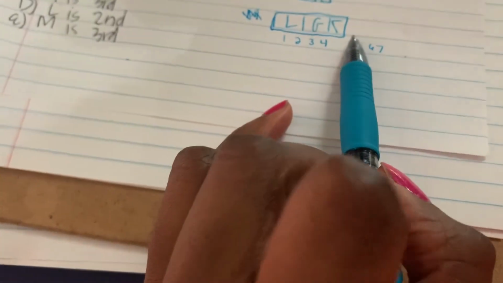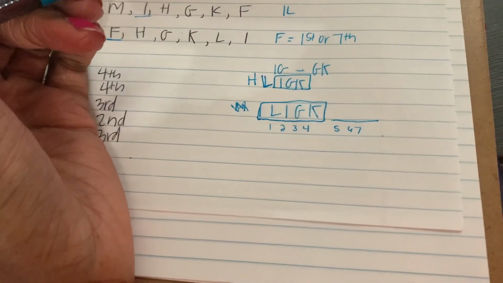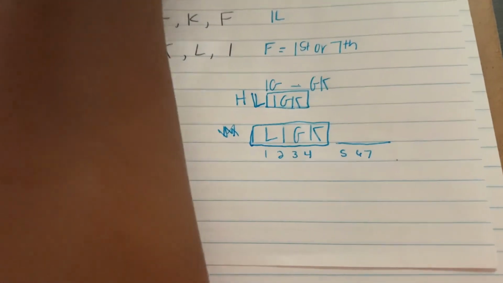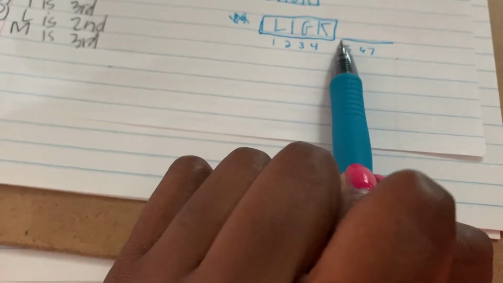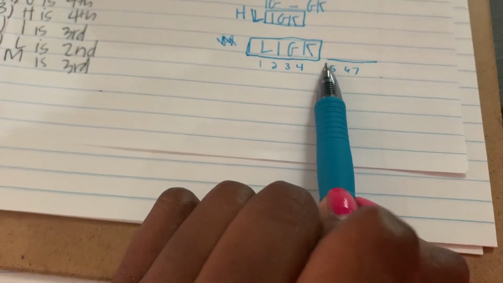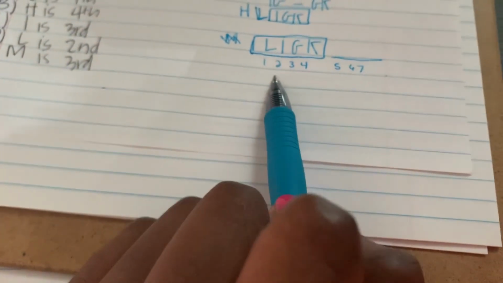And I know that F is going to be somewhere down the line here, because F is either 5th or 7th. Ooh, if F, wait a minute. Okay, no, because I was going to say if F has to be 5th, then F would have to be here, and this L will have to be first, but they can't be, because we know that M has to be one of the 3. Okay, let me redo this.